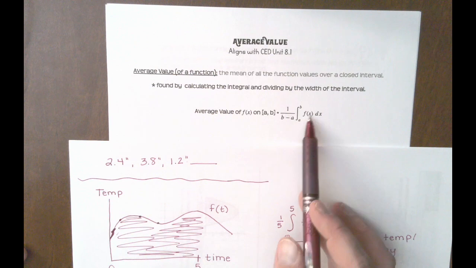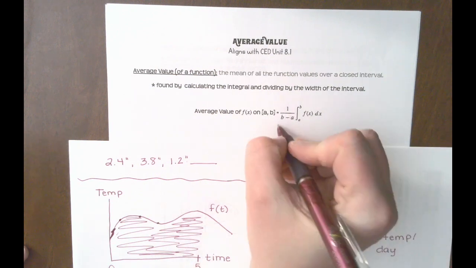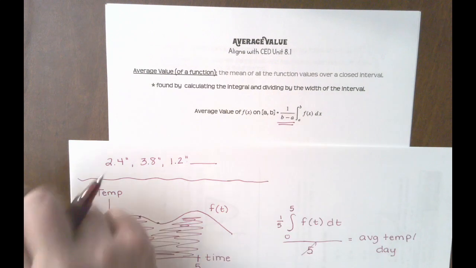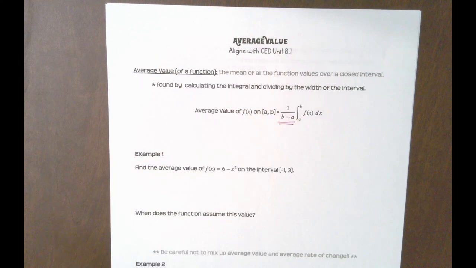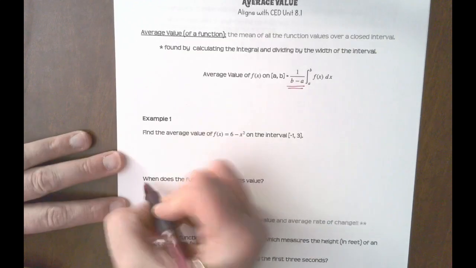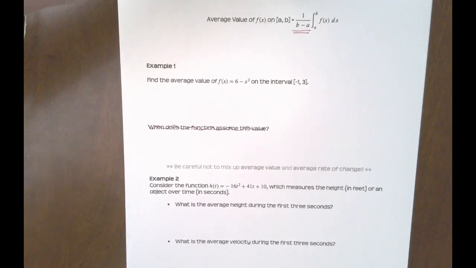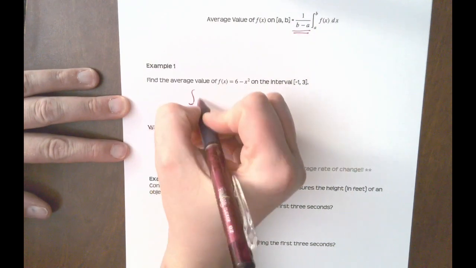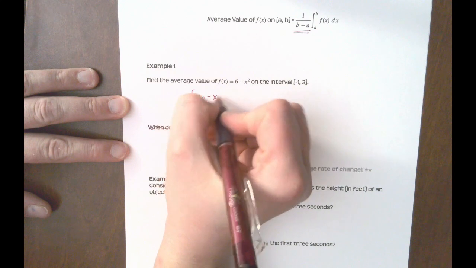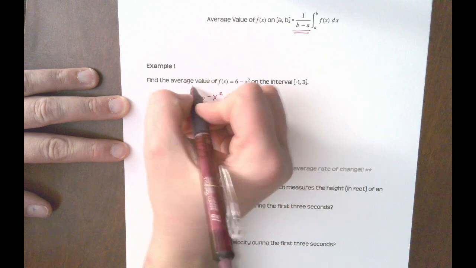But the idea with an average value is you're just going to integrate, and this part we already know how to do. The only new thing is now we're going to multiply by this 1 over b minus a, which is the width of the interval. So in this first example, and by the way, we're not going to answer this question. This is more of an Algebra 2 question, not super necessary, but find the average value of f of x on this interval. Okay, so we know that if we're looking for average value, we want to integrate 6 minus x squared on the interval from -1 up to 3.